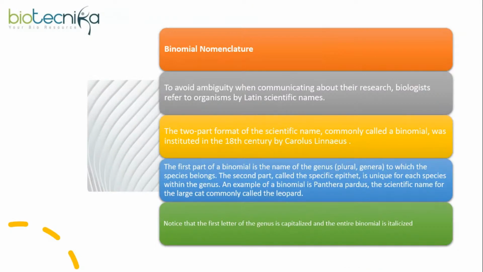Now, coming to binomial nomenclature, these are some rules and regulations that we follow for classification. Binomial nomenclature is a two-part naming system, with a generic name and an epithet, as we all know. And the two-part format of the scientific name is called a binomial.